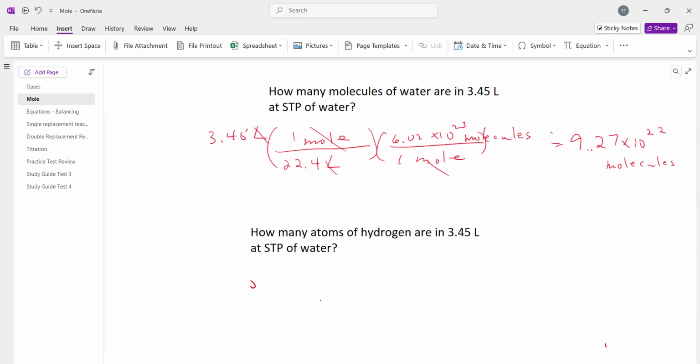All right. Now this is a little trickier, this question here. How many atoms of hydrogen are in 3.45 liters of water? Yeah, just going back on that other question, got 9.27 times 10 to the 24.